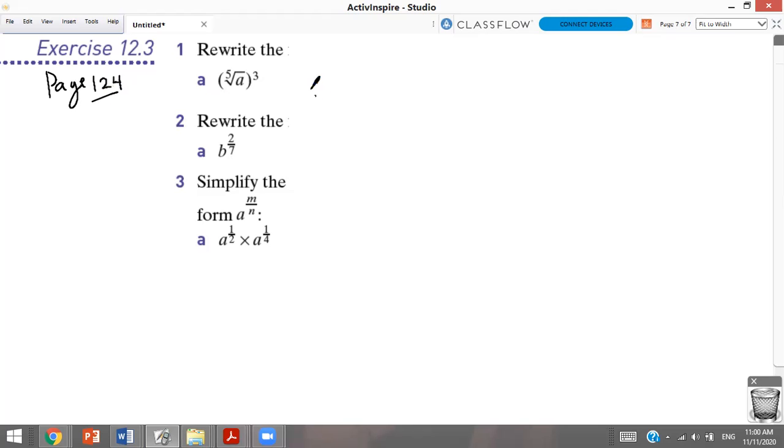Okay. Here, if you want to write this form into fractional index, Ahmad: fifth root of a, all to the power of 3. I want to write it as a power what? You change your root like this. We take this. Maybe here is n, here is a power m. It will be a power m over n. Good.